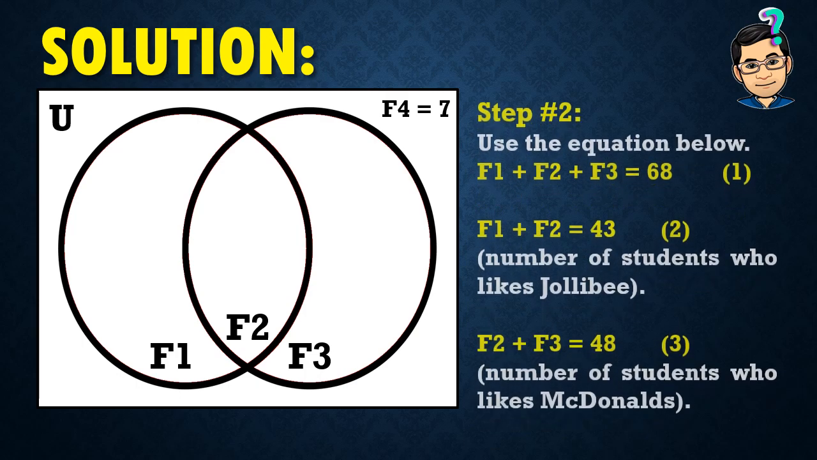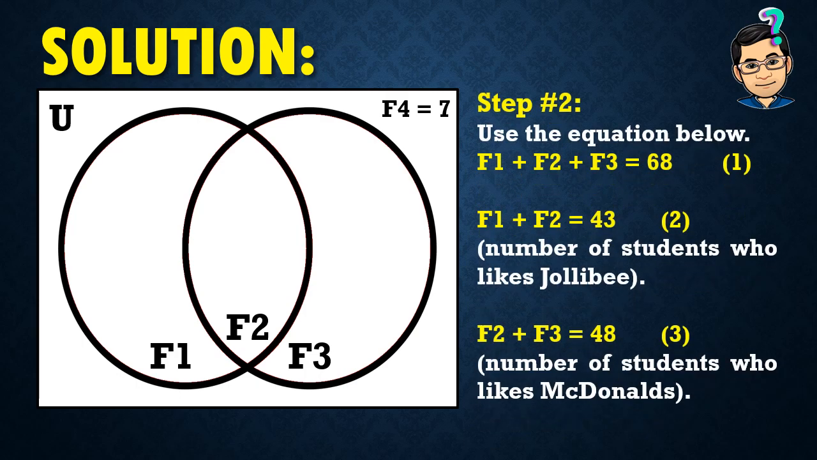For our second step, we will use equations. So, ang una muna natin gagawin is F1 plus F2 plus F3 equals 68. Yun yung first equation natin. So, it equals 68 kasi minus na natin yung F4. So F1 plus F2 plus F3, kapag pinag-add natin to, makukuha natin is 68.